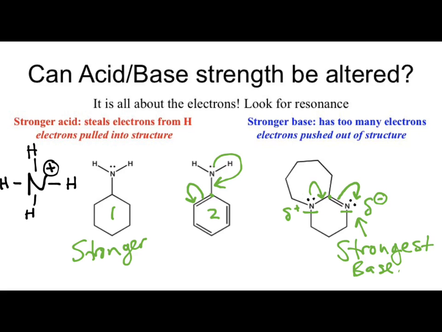Questions about that? Yes. Would the third one even happen? Because don't they all just want to be neutral? Why would they move around to get partial charges? So that's a very, very good question, is trying to decide which structure ends up being the best structure.